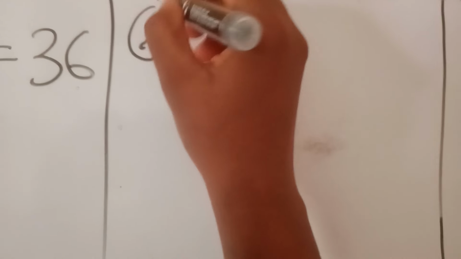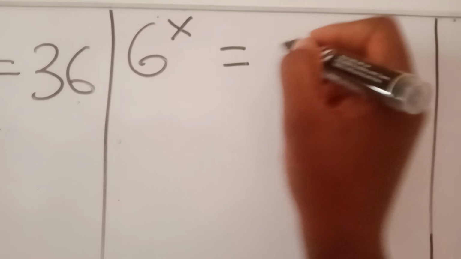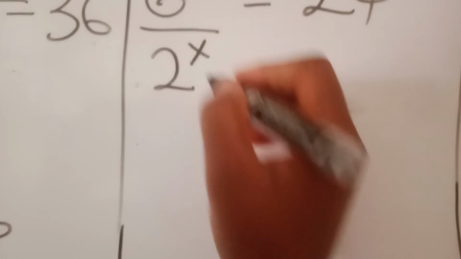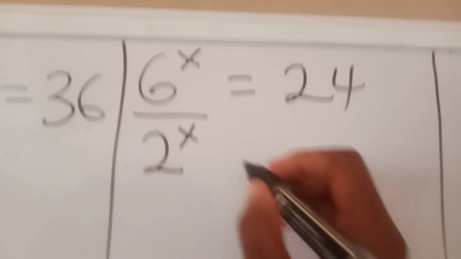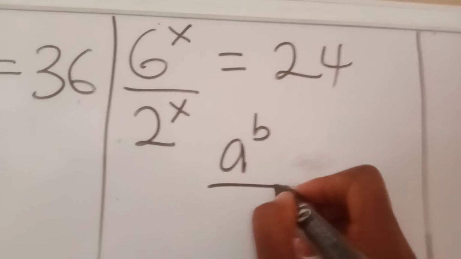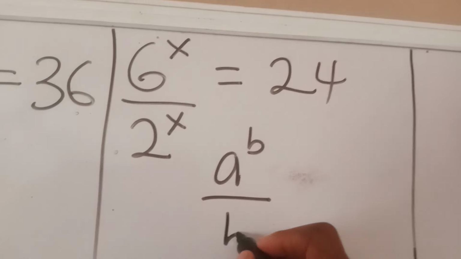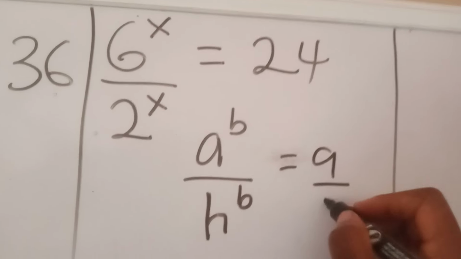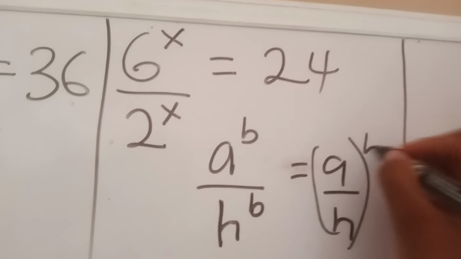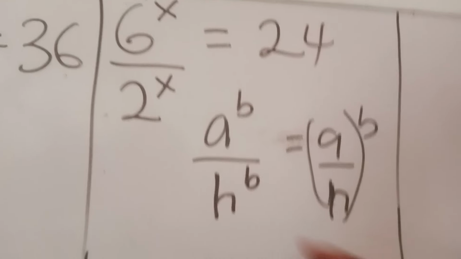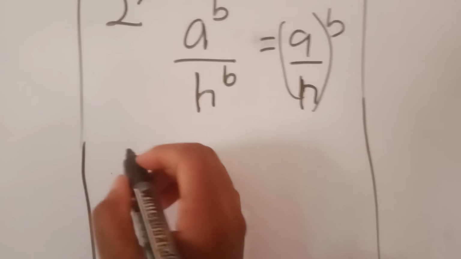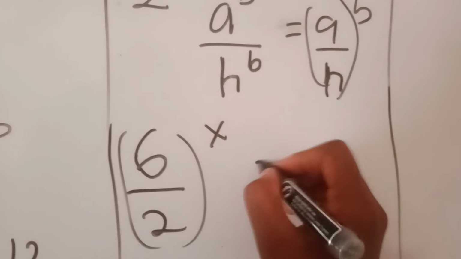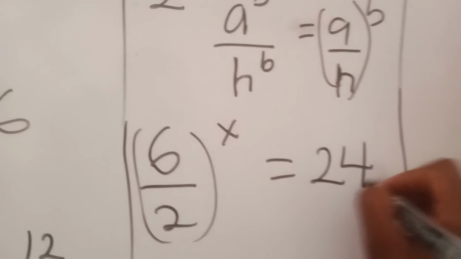Alright, so 6 to the power of x here gives us 24. We're going to apply the law of indices that says once the two bases are raised to the same power, we can write them or represent them as this, like so. So we're going to be doing that here. So we have 6 over 2 all to the power of x equals 24.